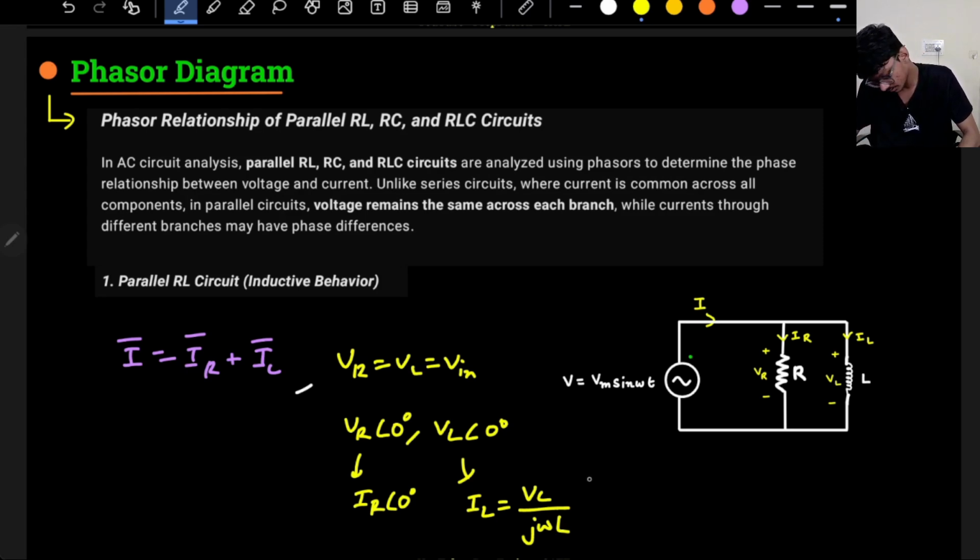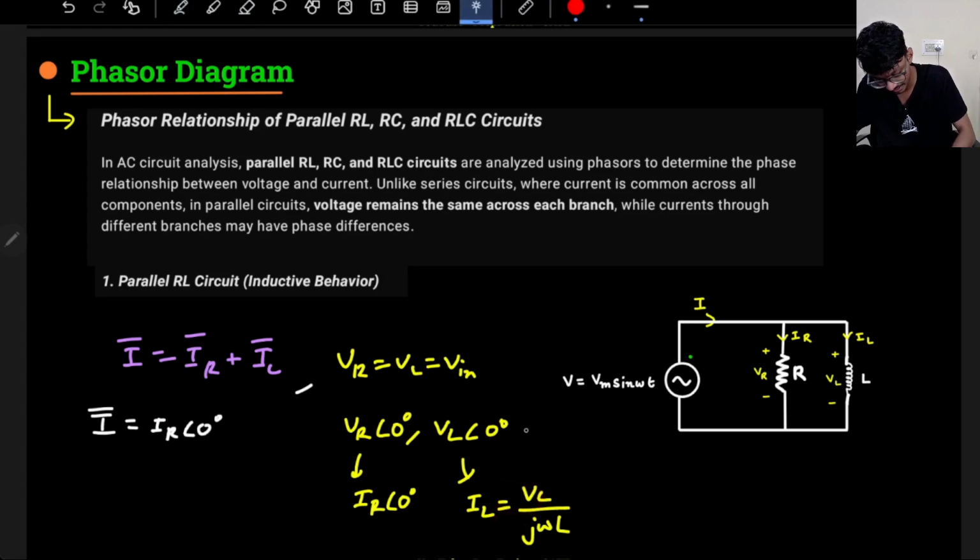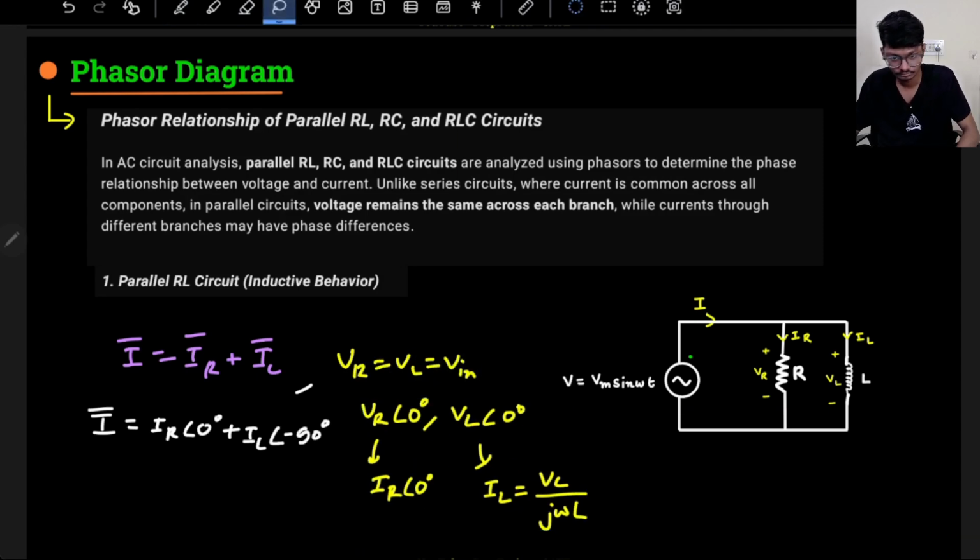So that is what we will do here. I will be equal to IR angle 0 plus IL angle minus 90, because it lags, minus j. So this is the case over here.